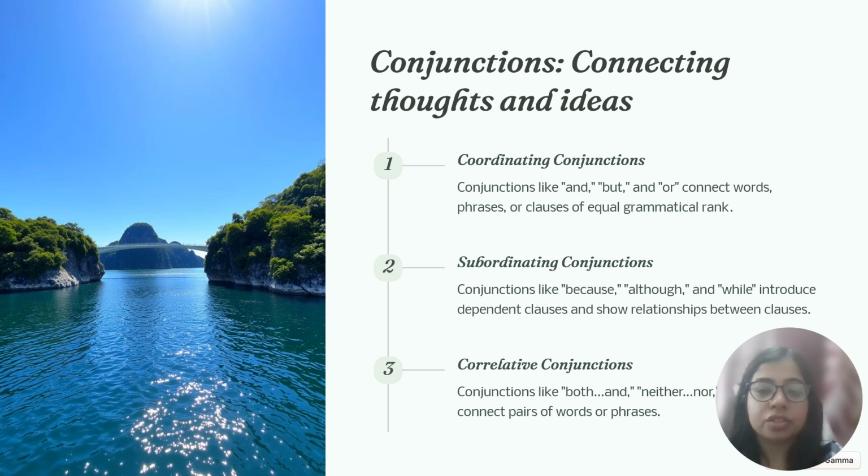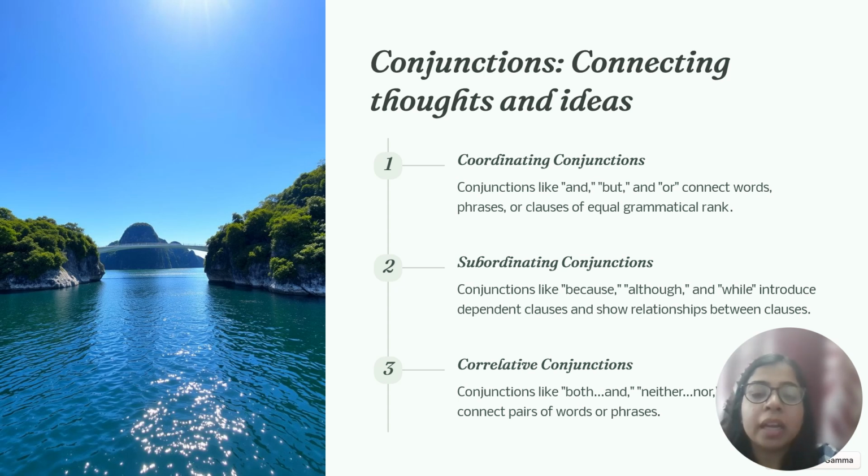Next is conjunctions. Conjunctions connect thoughts and ideas, and they also create complex sentences as we studied earlier. So what are the uses of conjunctions? First is coordinating conjunctions. Words like and, but, or connect the phrases or clauses with other parts of the sentence. These are just linking words. Okay, me and my friend. So it is connecting me, the noun, with my friend, the other noun. It can connect noun with verb also. These words are just linking words.